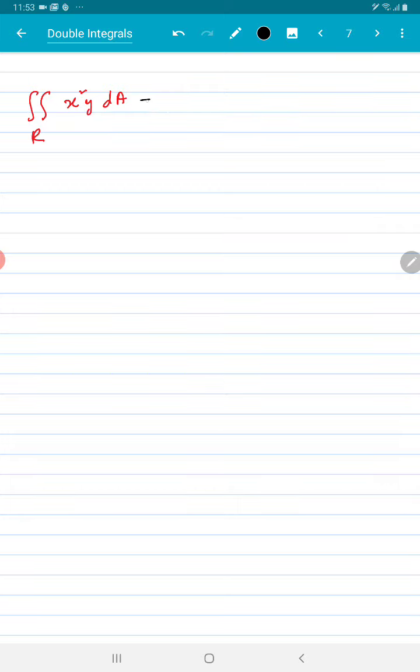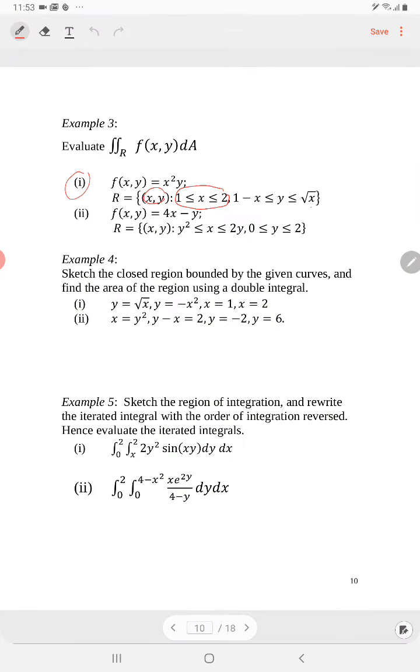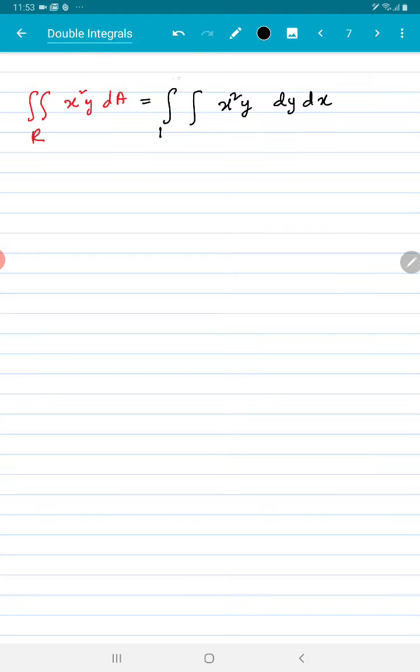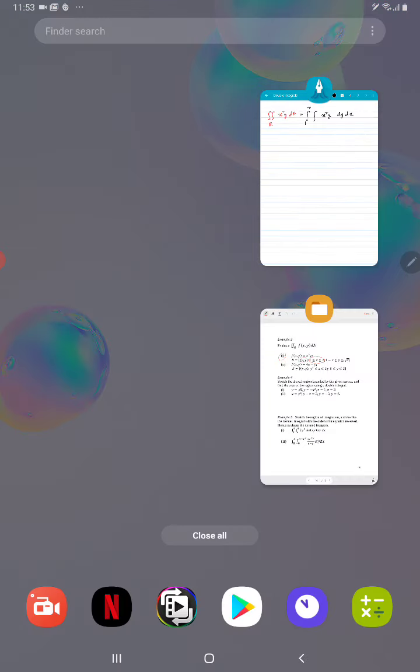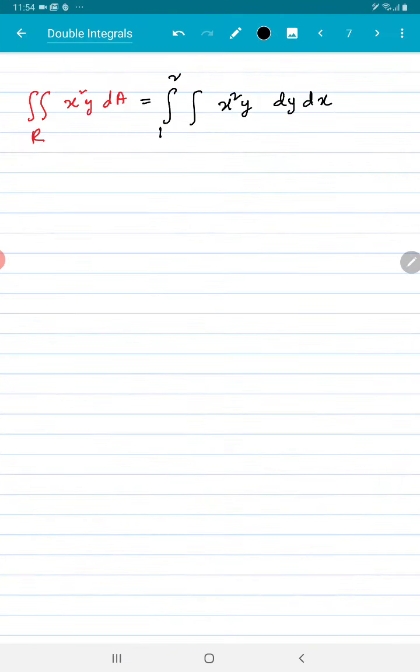So this is equal to the integral of x squared y, where dA would be dy dx. Okay, the limits for x would be from 1 to 2, and the limits for y would be from 1 minus x to square root of x. 1 minus x would be the lower limit and square root of x would be the upper limit.